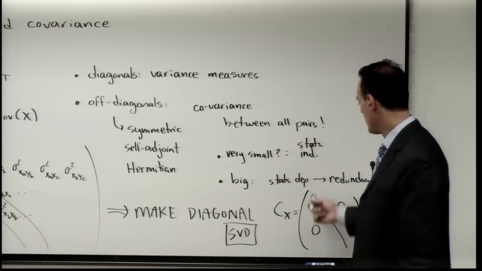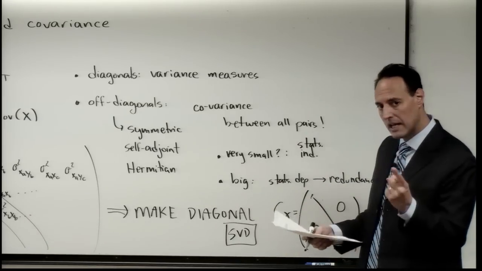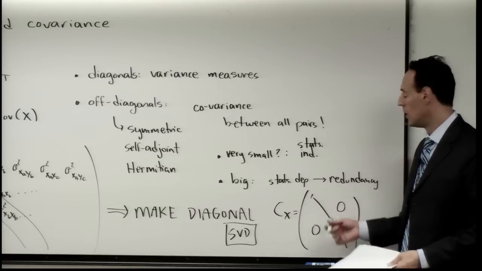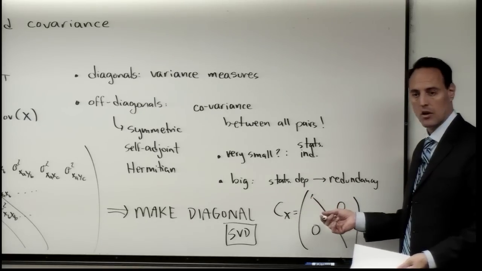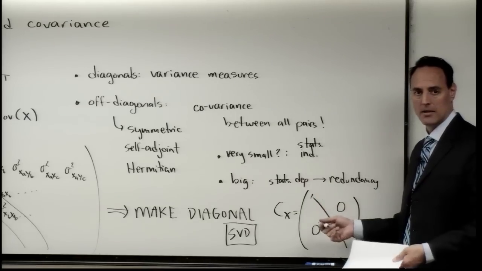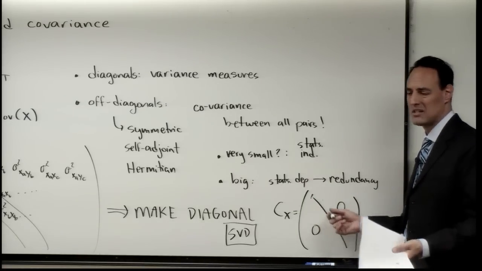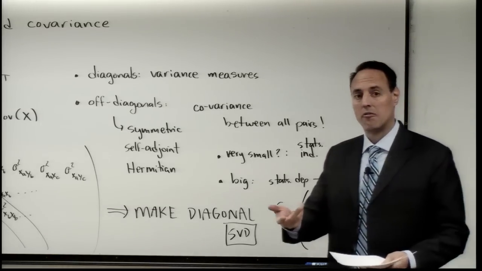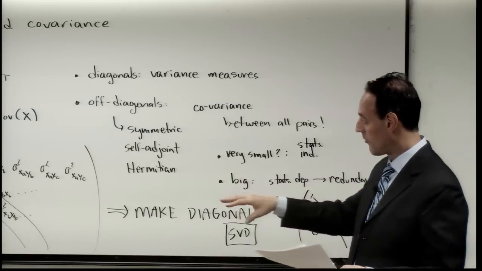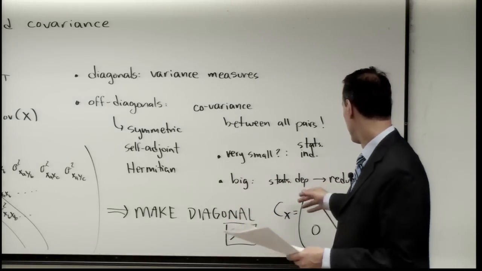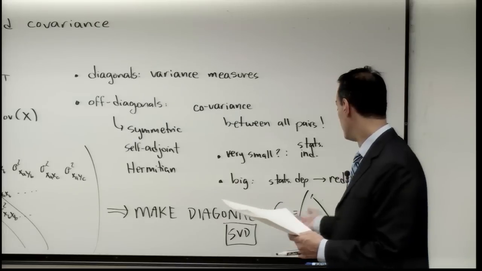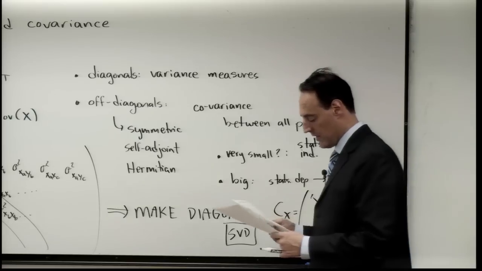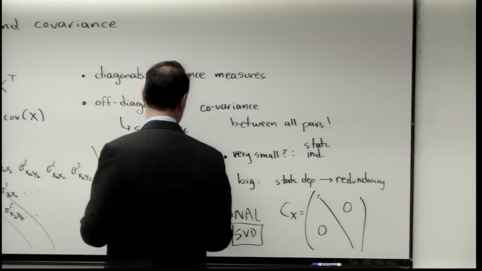You can move to a frame to make that diagonal. And in making that diagonal, you've removed all redundancy. And then you can look at the diagonals to tell you which directions or which variances matter. Anything that's near zero, you could say, not much is going on, I'll throw it away. And it's going to leave you with full removal of redundancy. The only thing left over is going to be the things that matter, things that have large variance. That is our goal, diagonalization.